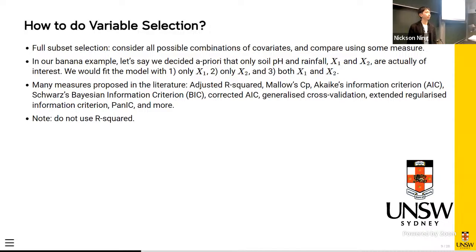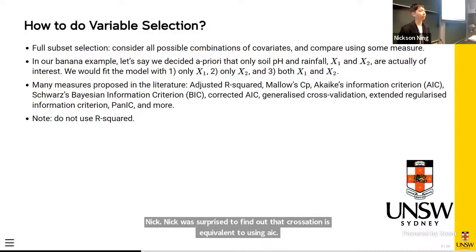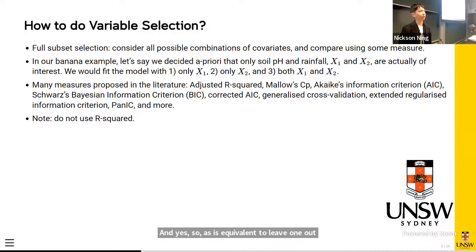Thanks for the talk. I was just curious about cross-validation and prediction error versus BIC. I think you said that I didn't know that it was particularly equivalent to AIC. Is that right? Nick was surprised to find out that cross-validation is equivalent to using AIC. And yes, AIC is equivalent to leave-one-out cross-validation asymptotically.